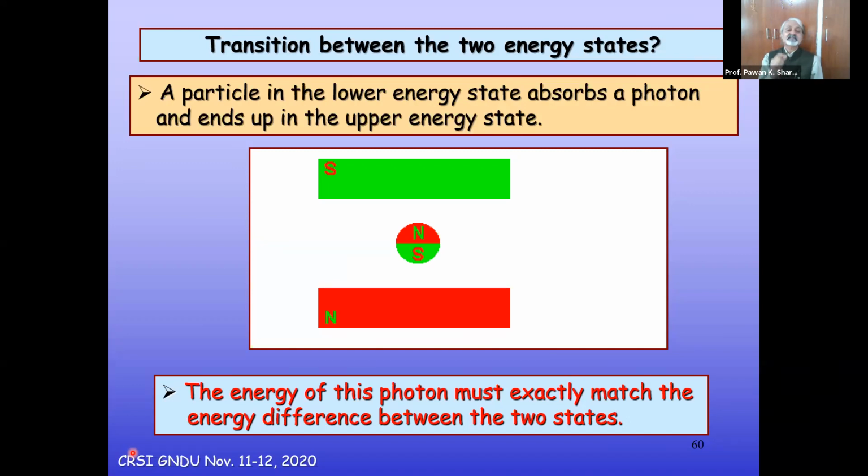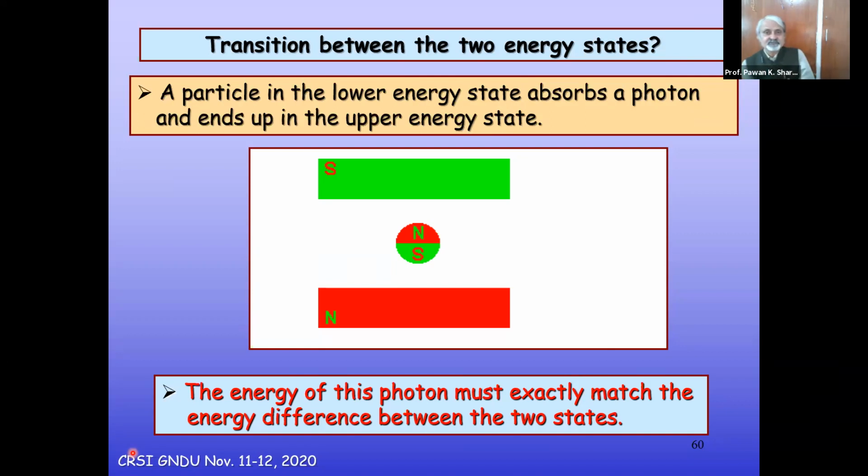But if it is an NMR bus, then you can board the NMR bus only if you have a single note of 165 rupees. You cannot board it with a 200 rupee note. You cannot board it with a 2000. You cannot board it with 100 plus 50 plus 15. That is what I mean to say, quantized. The energy of the photon must exactly match the energy difference between the two states.